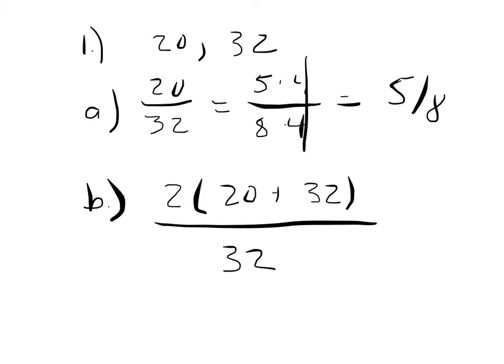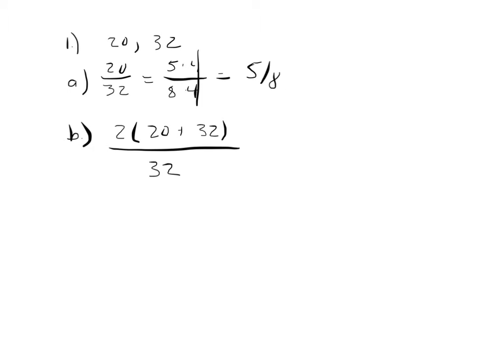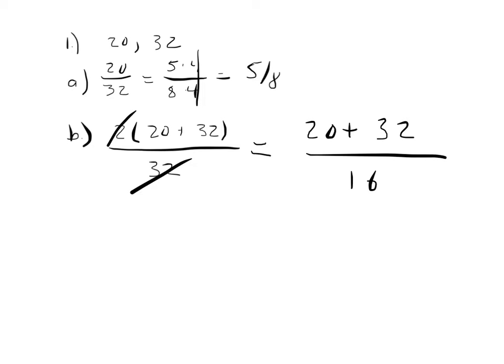We want to simplify that. What I want to do is break it down. That 2 and the 32 are immediately going to go. I'm looking at 20 plus 32 over 16, because the 2 over 32 is going to go to 1/16.